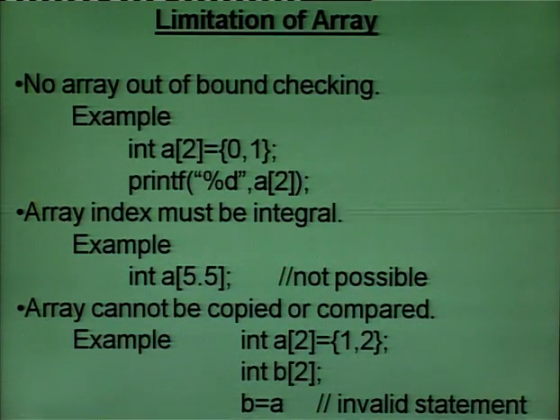For example, if I declare two arrays, array A and array B, array A contains two elements and array B also contains two elements. I declare the values in array A, that is 1 and 2, and if I want to assign these values to array B, then that is an invalid statement in the C language. We can't assign A equal to B. The value of A is not assigned to the value of B. This is an invalid statement in the C language.